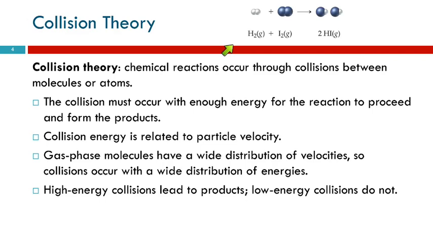So this is the example we're going to look at for a while. A hydrogen molecule reacting with an iodine molecule to form two molecules of hydrogen iodide. In order for those molecules to react with each other, they have to bump into each other. They need to bump into each other with enough energy for the reaction to proceed and form the products. That collision energy is related to the particle velocity. So how fast they're moving is going to affect how much energy they have.